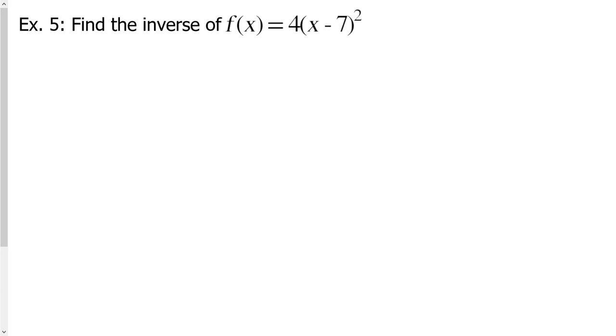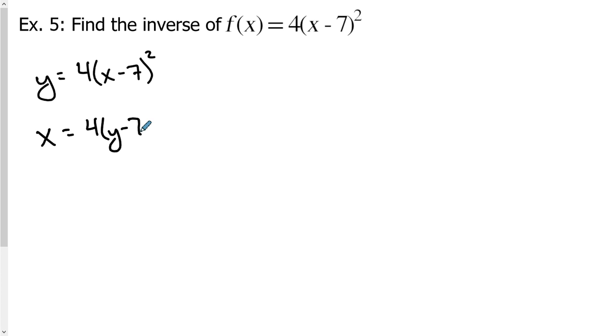All right. So the last one we're going to take a look at is another square problem. We're finding the inverse of f of x equals 4 times x minus 7 quantity squared. So going through our process, we start by replacing f of x with y, and then we've got 4 times x minus 7 quantity squared. I'm going to switch my x and my y. So x equals 4 times y minus 7 quantity squared. Okay. And now I'm going to start solving for y.